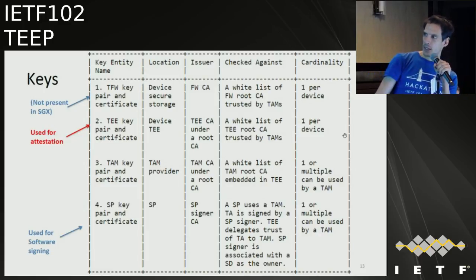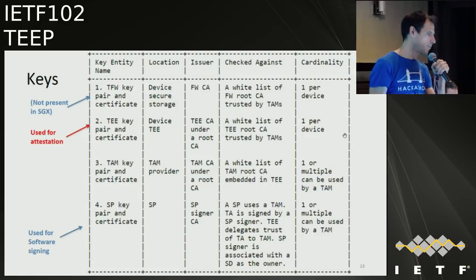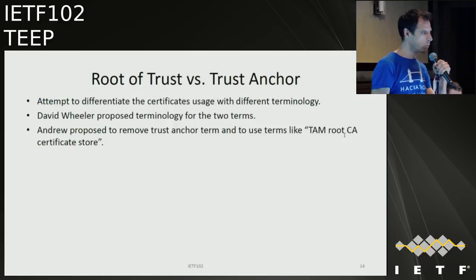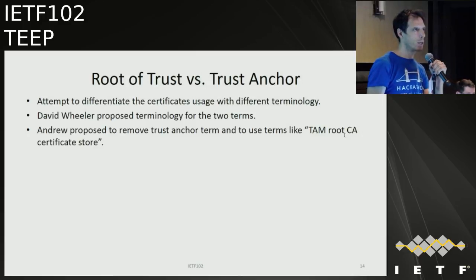There is also this other key pair, which is used for signing and potentially for encrypting of the software, which is separate to that and also needs to have some keys associated with it. So different proposals on what we should do about it. Dave came up with a somewhat detailed proposal on how we should distinguish those two terms. Andrew, on the other hand, suggested to just remove the trust anchor terminology, and then we don't have to worry about the distinction between those two. Of course, the trust anchor term is used throughout the document.